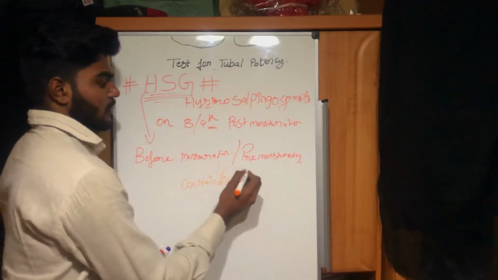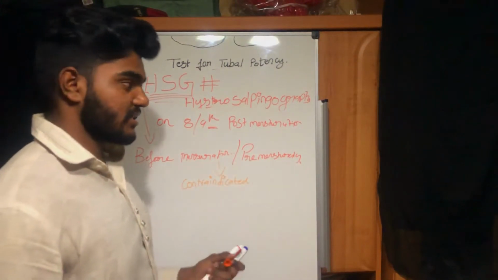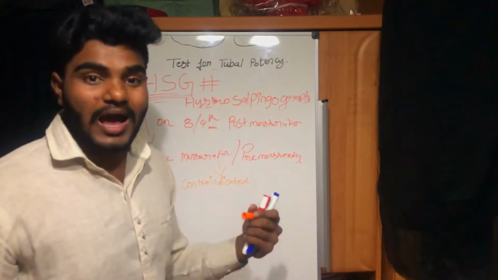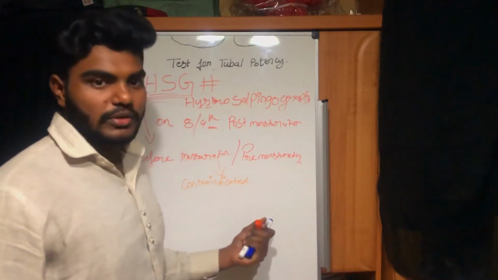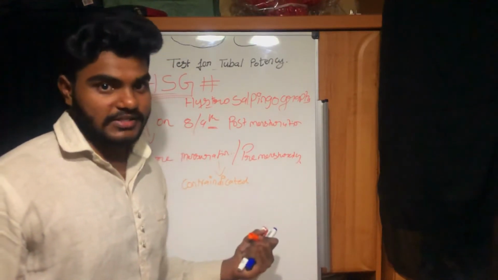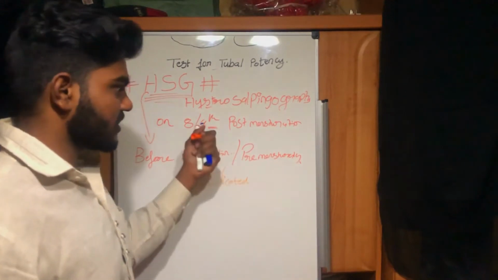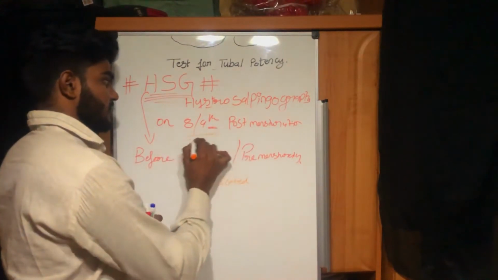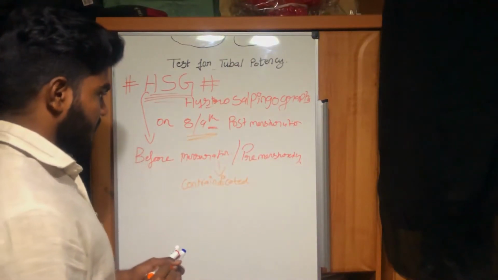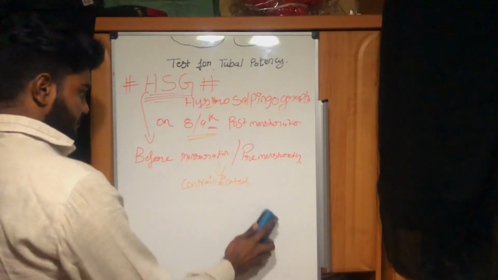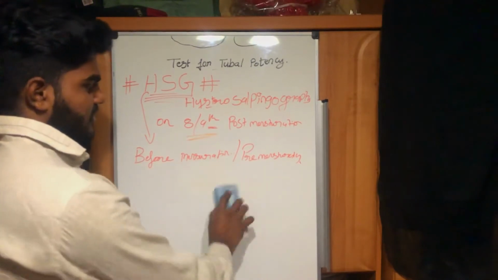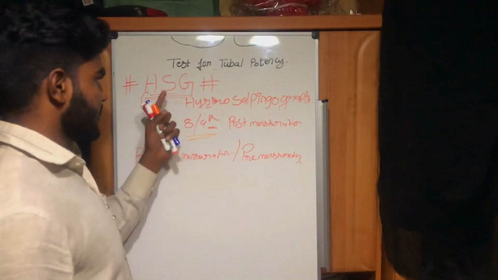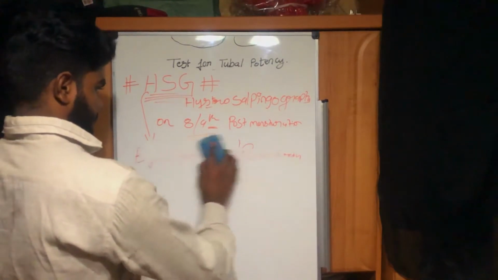It is contraindicated because around the 21st day implantation can possibly occur. That's why if you do it before menstruation, it will disturb that. That's why we proceed with this test after menstruation, that is the 8th to 9th day. Very, very important question. So first we studied the Rubin test, and the second thing, HSG.